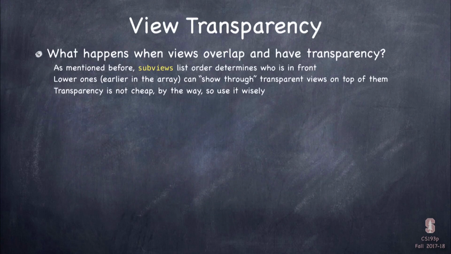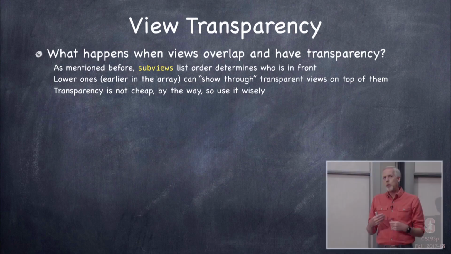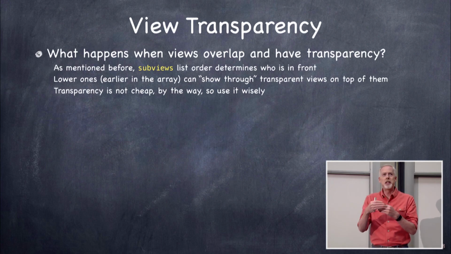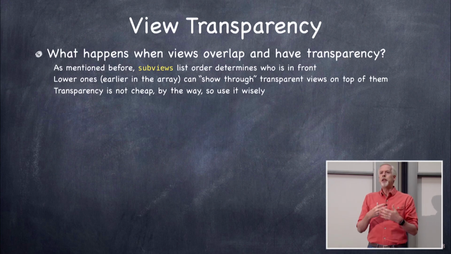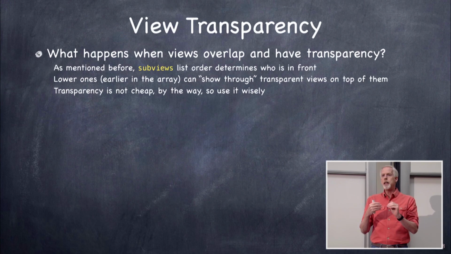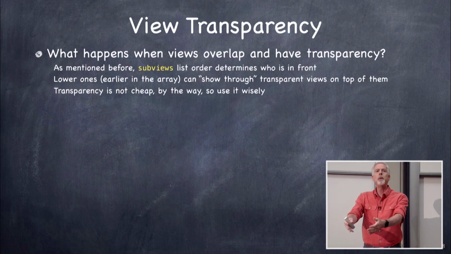We'll talk more about animation later. Let's talk a little bit about transparency and how that works, like which views are in front of which other views. If I have a transparent view, and it shows the one behind, that's all determined by the order of the subviews list, okay? Any view that has subviews has an array of them. The first thing in that array is the back, and everything else is one step in front.